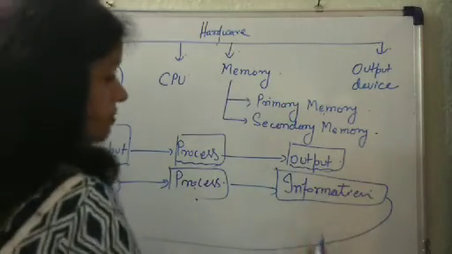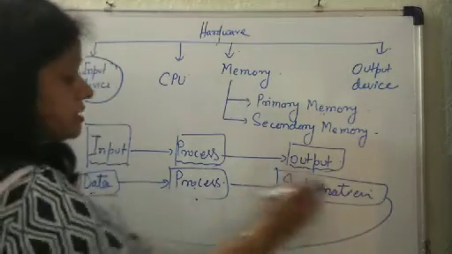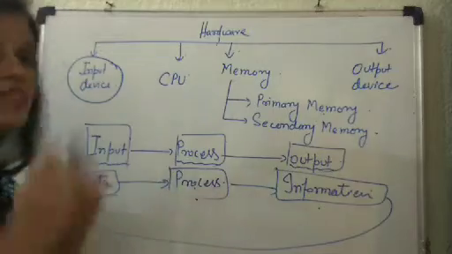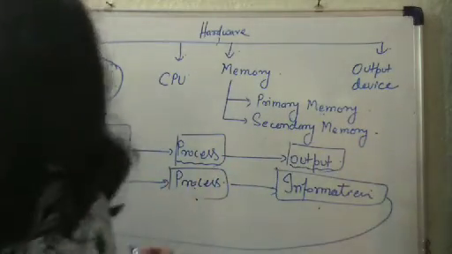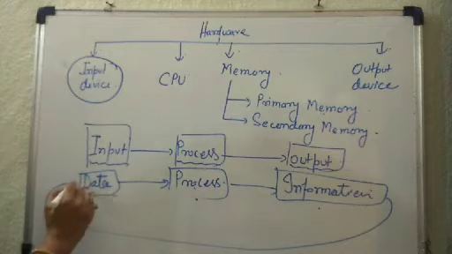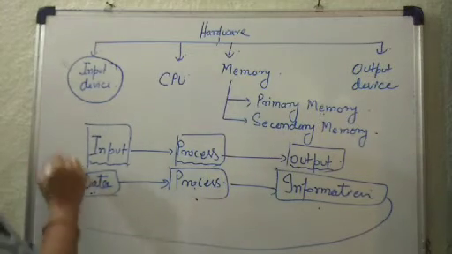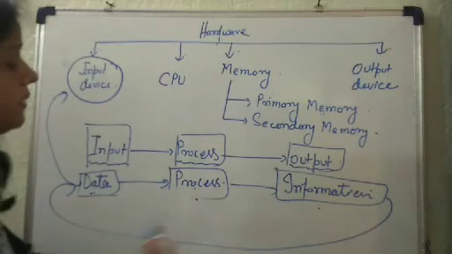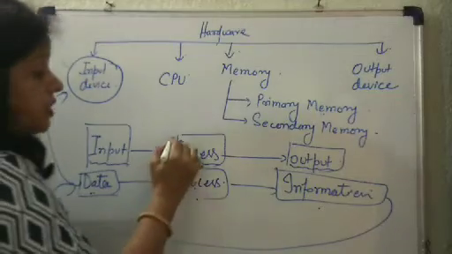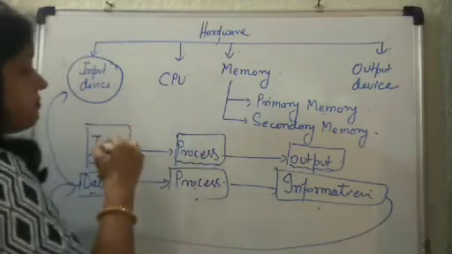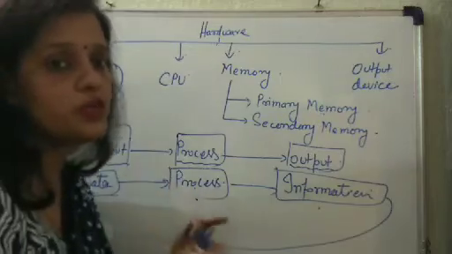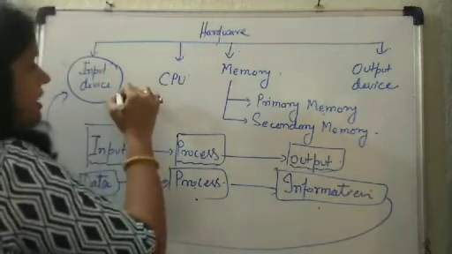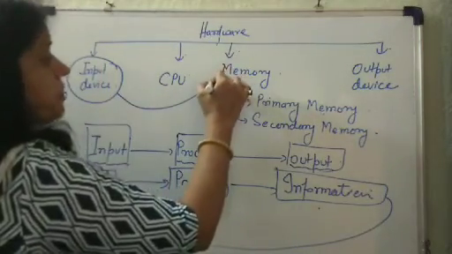Data, process and information. If you remember these three things, then you will be able to easily trace out the different parts of the hardware. To collect the data, you require an input device. Once input is collected, it requires a place where the data should be kept, so that input is stored into the memory.